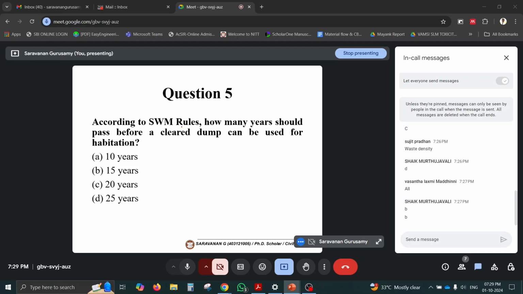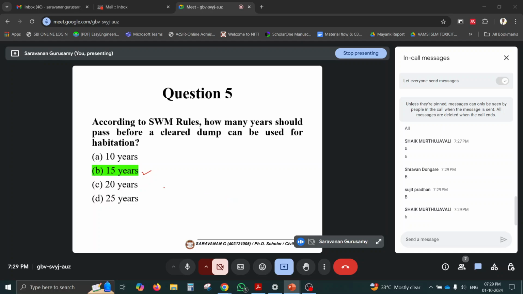Okay, according to solid waste management rules, how many years should pass before a cleared dump can be used for habitation? 10 years, 15 years, 20 years, 25 years. Yeah, it's mentioned in the solid waste management rule. The cleared site should not be used for habitation for at least 15 years. So 15 is correct.